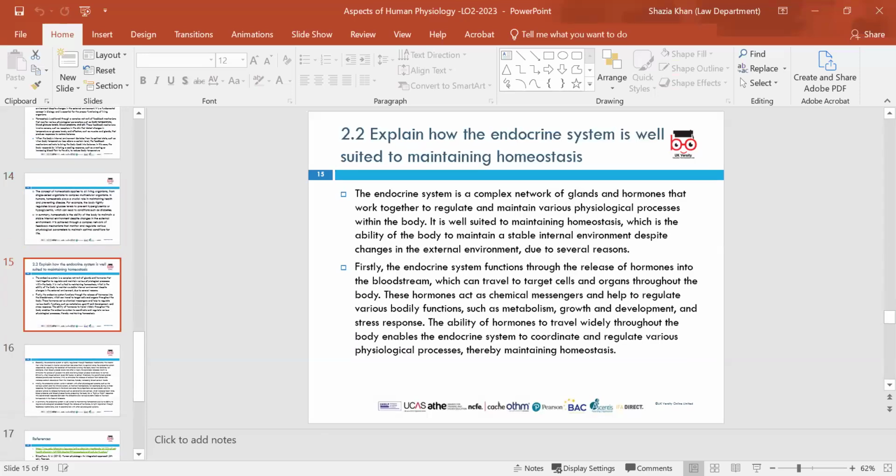Explain how the endocrine system is well suited to maintaining homeostasis. So the endocrine system maintains homeostasis through a series of feedback loops, the most important of which are controlled by the hypothalamus interacting with the pituitary gland. Often the hypothalamus stimulates the pituitary gland to secrete a hormone that activates another gland.